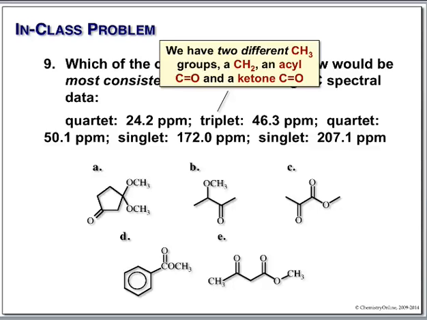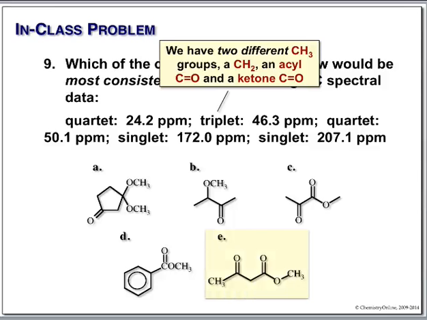We have 1, 2, 3 types of methyls here, so that's out. Here we have two methyls and we have two carbonyls, don't we? This would be an acyl, this would be a ketone, but we're missing our CH2. That's our triplet here. This is out altogether. Again, this would be an acyl carbonyl around 170-ish, but we have nothing in the benzene ring region. The only one that works here is going to be this guy.